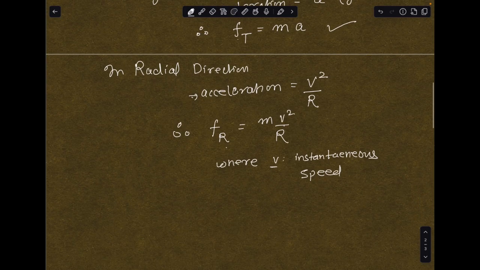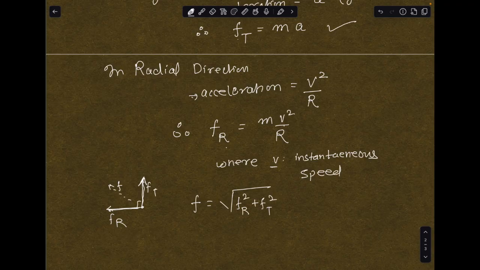So now there are two components of friction. There is ft and there is fr. Both are perpendicular to each other because this is in the radial direction and this is in the tangential direction. So the magnitude of resultant friction is square root of fr square plus ft square.